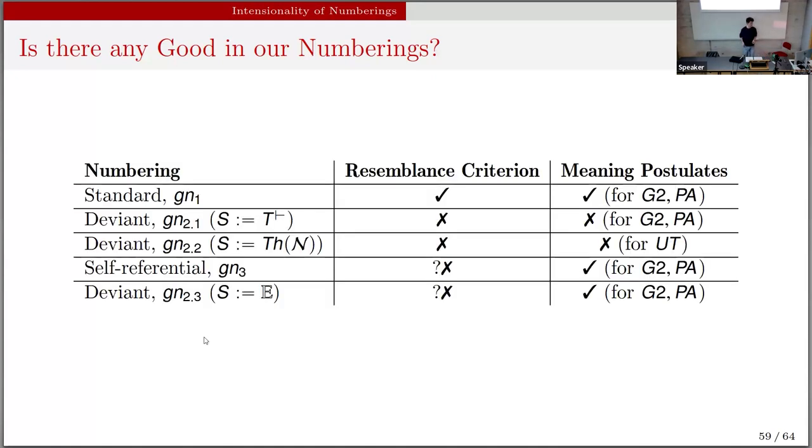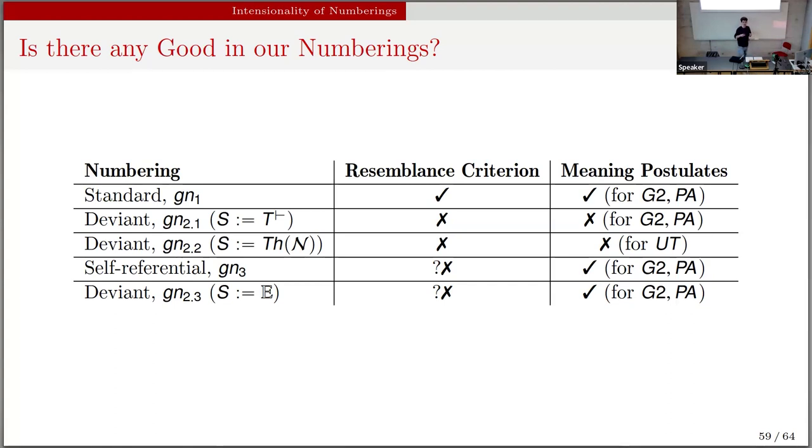Okay. So is there any good in our numberings? The three different kinds of numberings I show you. And, well, to be quick, I will just talk about the first one. The first one is the standard numbering. We kind of assume, and it is quite convincing to say, that it passed the test of the resemblance criterion. It does indeed resemble the syntax correctly. And it also passed the test of the meaning postulates.